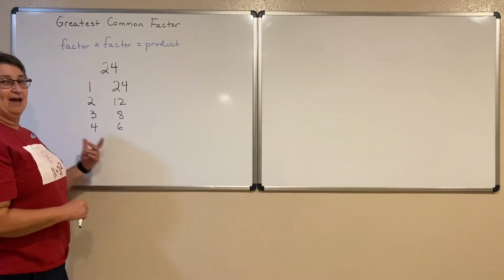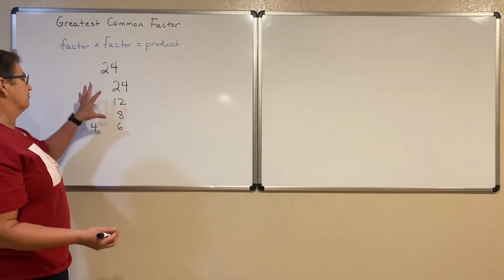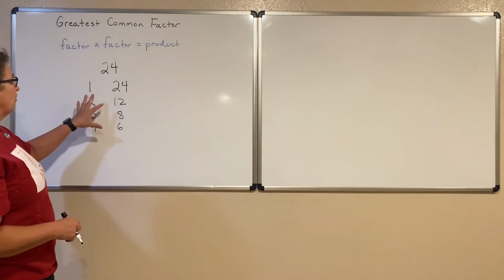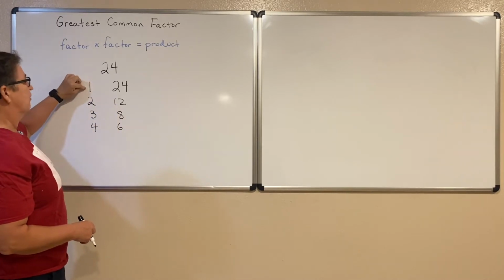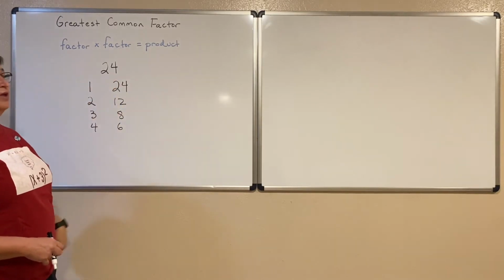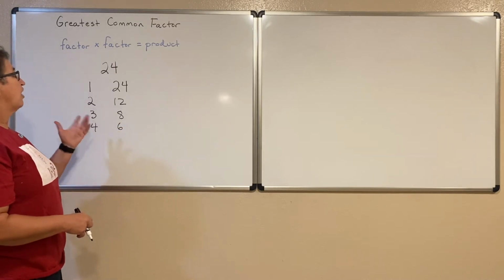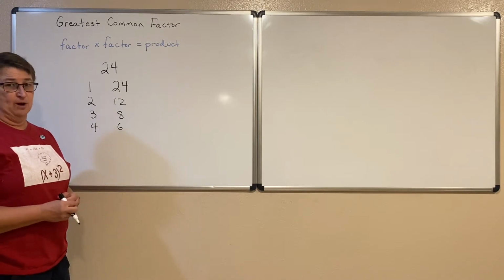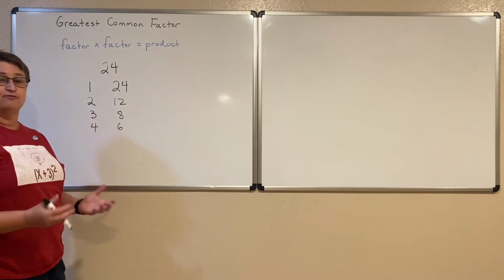I mean, we could have factors that were like 48 times 1/2, but these are all the whole number factors of 24. So that's what it means to find a factor. It is just some number that we can multiply by another number that gives us our product, a nice whole number that doesn't have a remainder. So when we're talking about the greatest common factor, we're looking for the biggest number that can go into, or is a factor of, two different numbers.